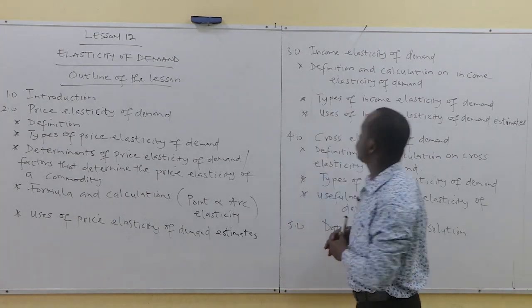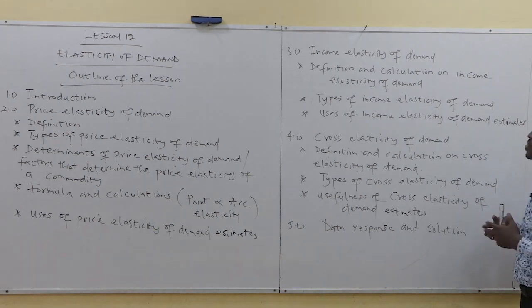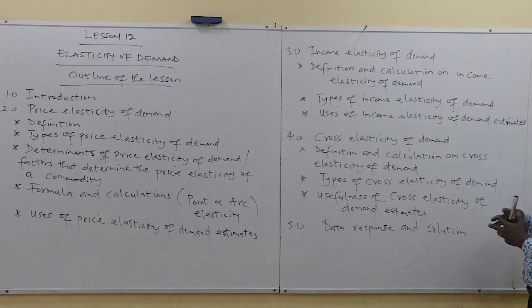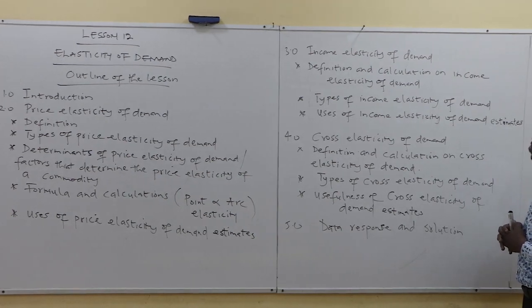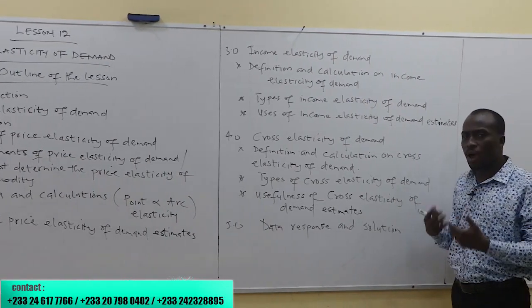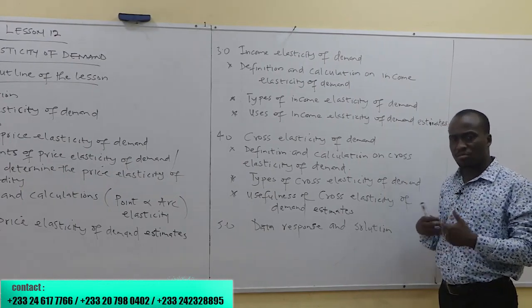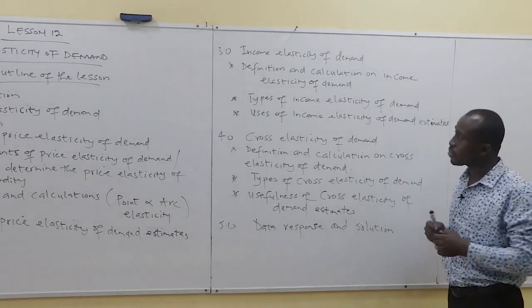Right? Here too, you're going to have another type, income elasticity of demand. You're going to look at the definition, the calculation, and the calculations on income elasticity of demand. You're going to look at the types of income elasticity of demand, and look at what are the uses. Why is the income elasticity of demand estimated? Why is it useful? Okay?